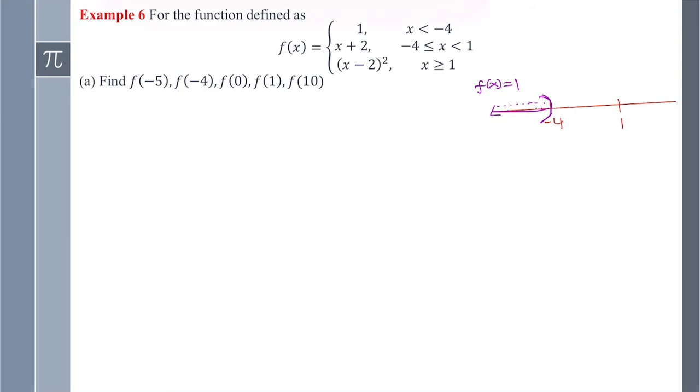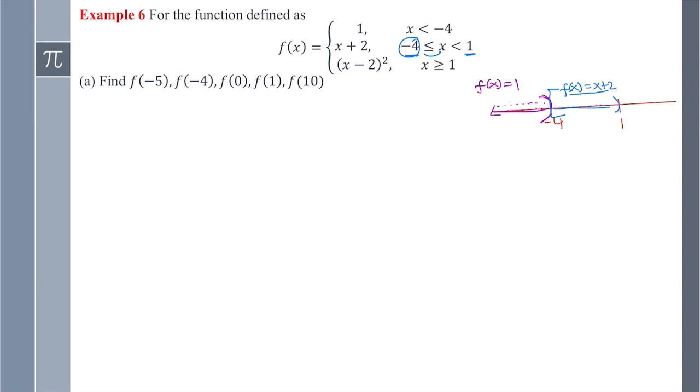The second one is if x is between -4 and 1, such that -4 is included, so we have a bracket here, to 1. If x values are in this interval, then the definition of the function is f of x equals x plus 2. So if your input is in this interval, this is what we use to find the value of the function.